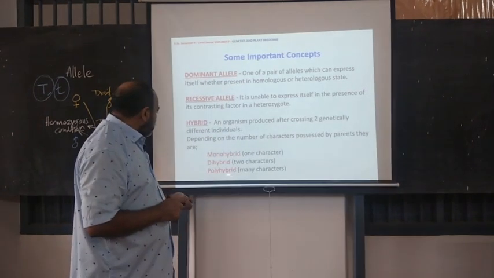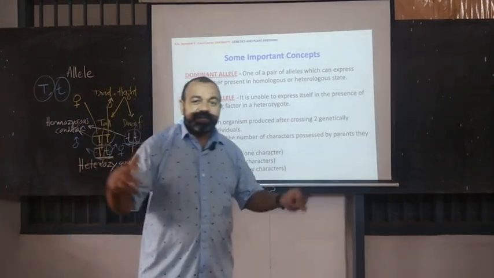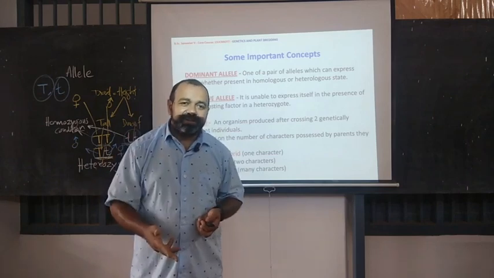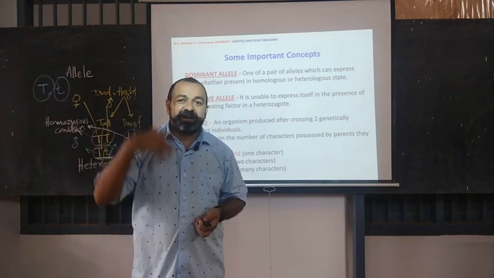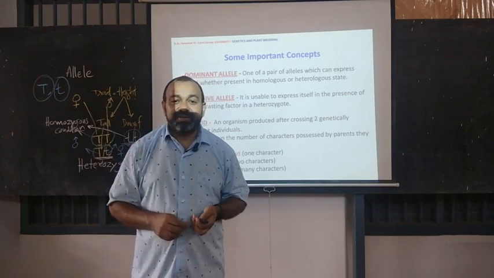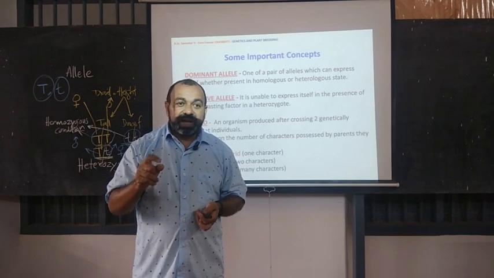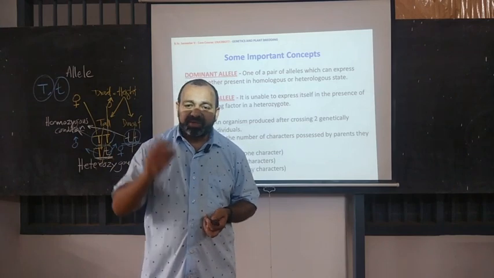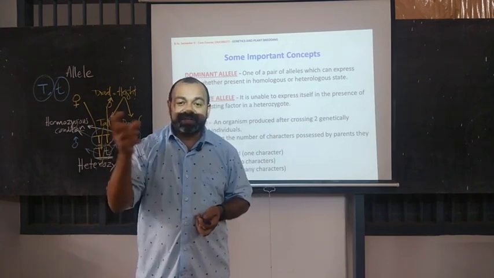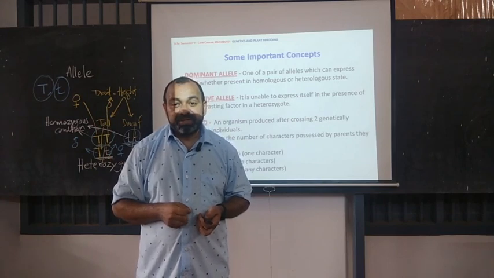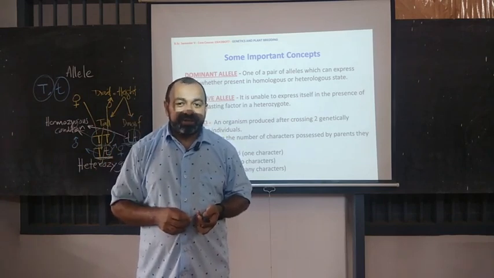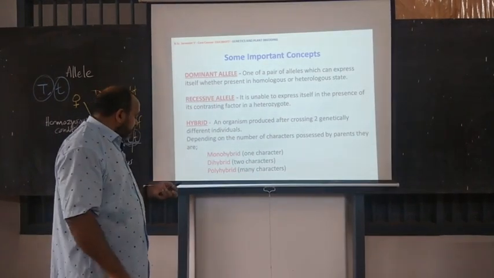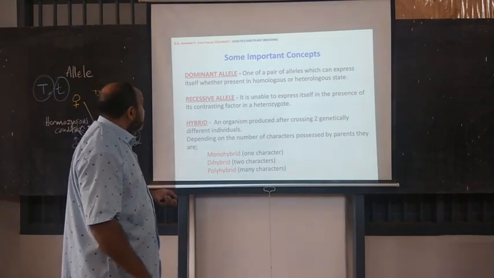And the third type is polyhybrid. Many characters are considered together, more than two characters. Trihybrid, and more, several characters are considered at the very same time. One caution is that as the number of characters increases, it will be difficult to interpret and collect the data. Okay? The data will be huge. So these are the different concepts with which we are to be familiar in this course.